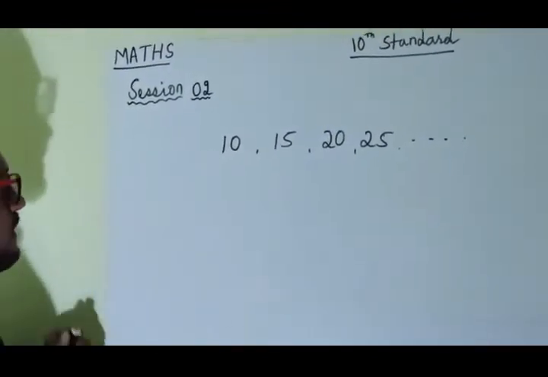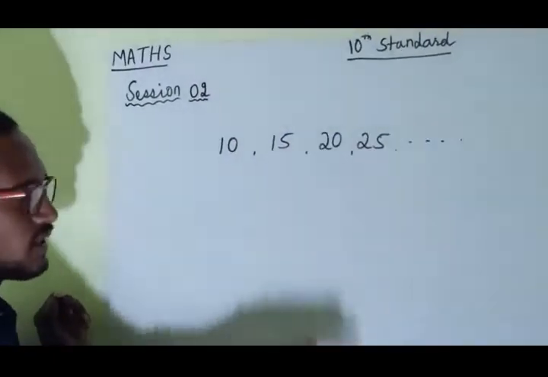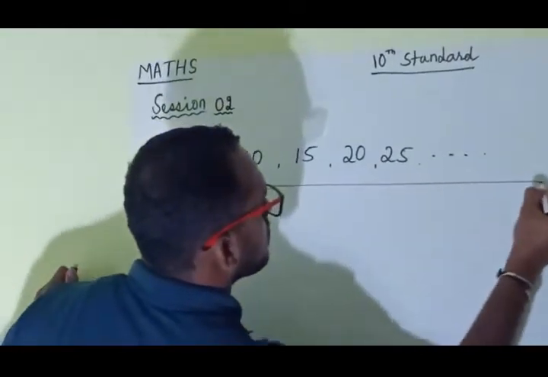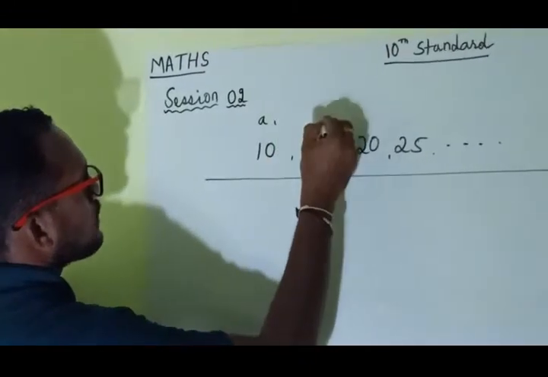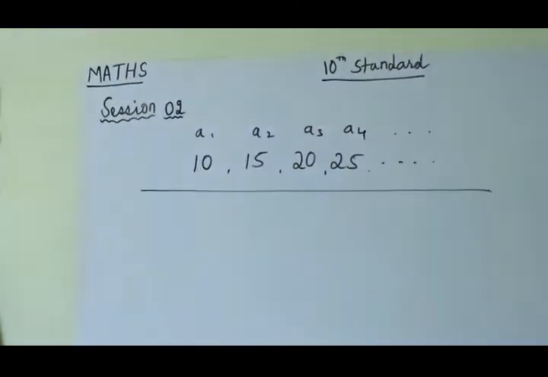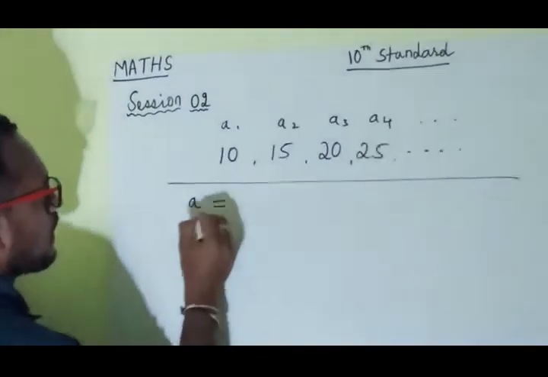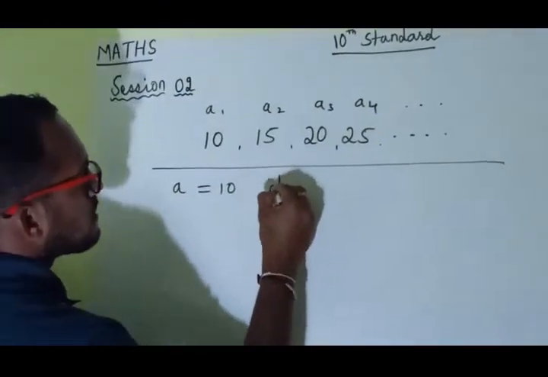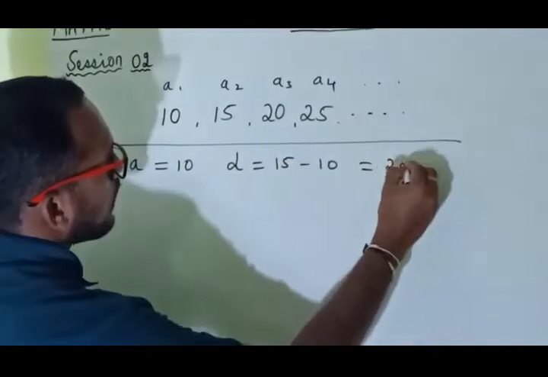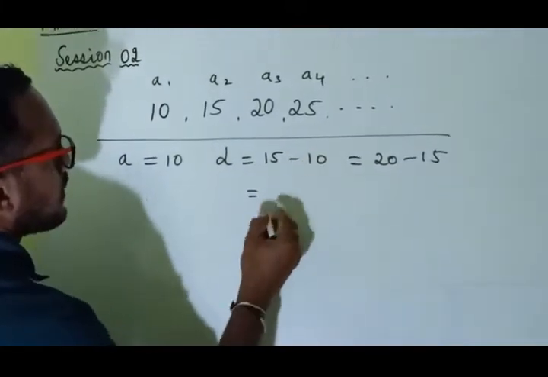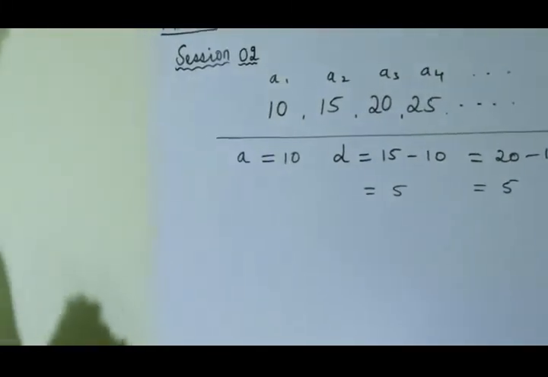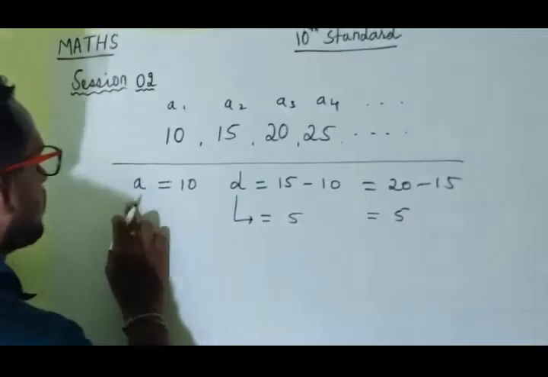So now let me use this sequence to derive something extra in AP. Please pay attention. Let me collect some data here. Let me call it A1, A2, A3 and A4, etc. So now the first term here, A is equal to 10, and the common difference is D is equal to 15 minus 10 is equal to 20 minus 15. In both the cases, 15 minus 10 is 5, even 20 minus 15 is 5. So the given sequence is an AP. So now D equals 5 and A is equal to 10 here.